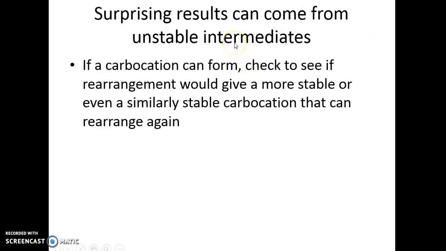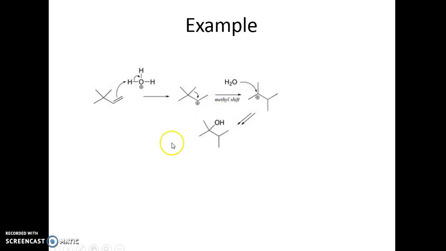So when we have unstable intermediates, sometimes we can have some surprising results. If a carbocation can form, that carbocation can rearrange to give a different carbon structural backbone that really can confuse you. So what we will do is find out, can a carbocation form? Can a carbanion form? Could there be some rearrangement that occurs that would explain how the product is formed? Here's an example.